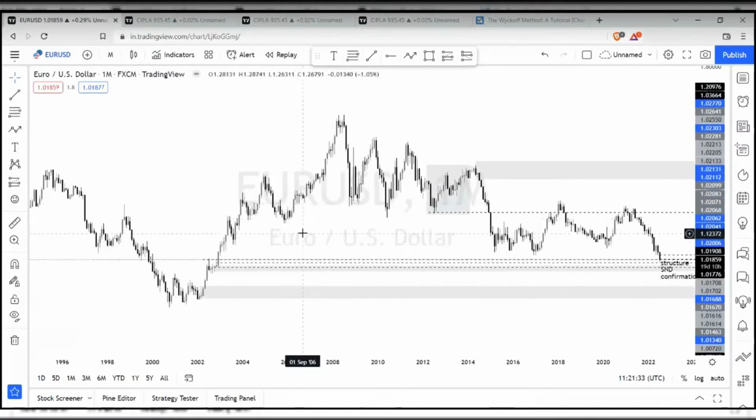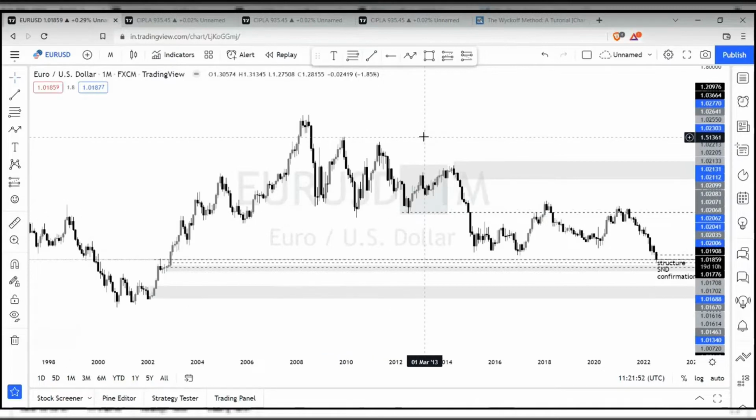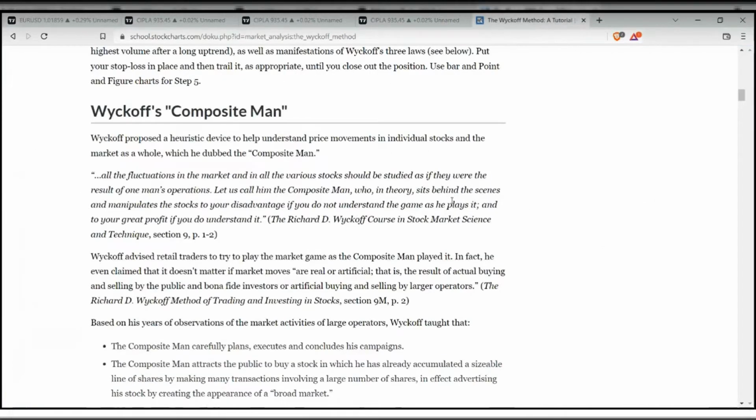The institutions, they alone have the ability to move the market like this. This fall right here, this buy right here, we cannot do. We're just following the institutions. They have billions and billions of dollars. So who are these institutions? These institutions can be big corporate banks, companies, hedge funds, and then bonds. All of this combined collectively, we call them a composite man. So composite man is nothing but a single entity that controls the market.